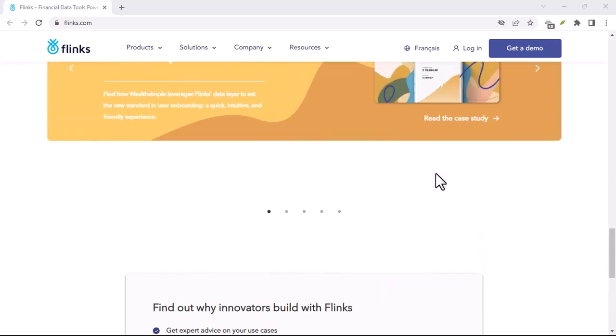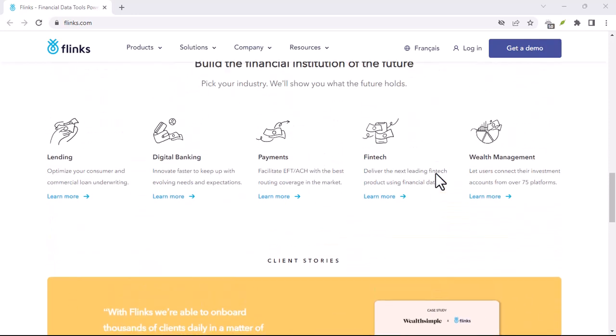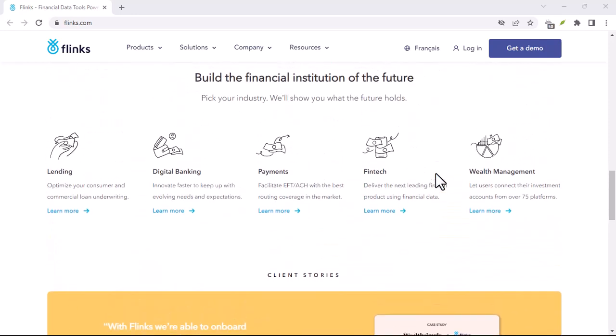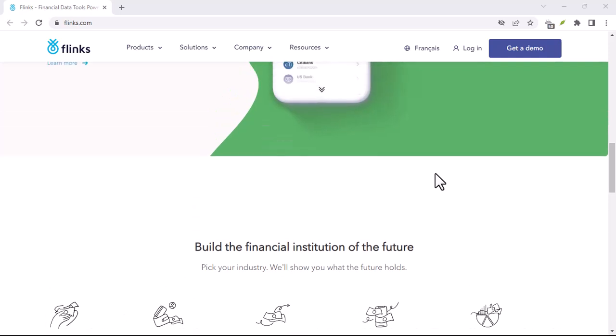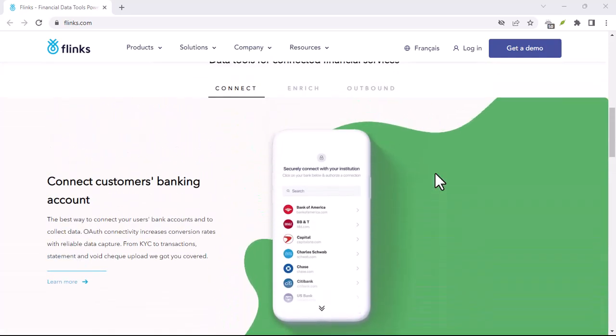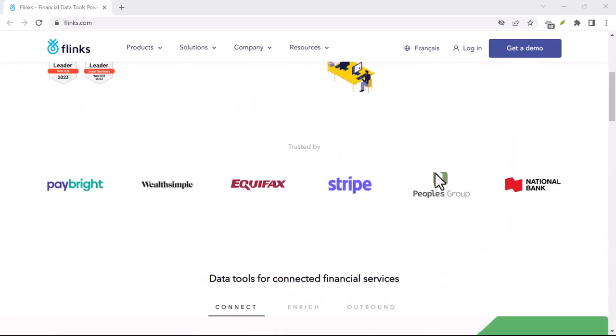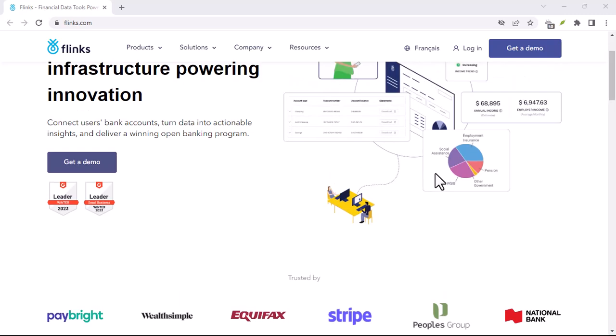Enrichment services. While the connection is instant, the process of enriching or translating the raw financial data into specific insights can take a few minutes. For example, if Flinks is analyzing months of bank statements, the full report might take a little longer to generate, but the initial connection is complete.